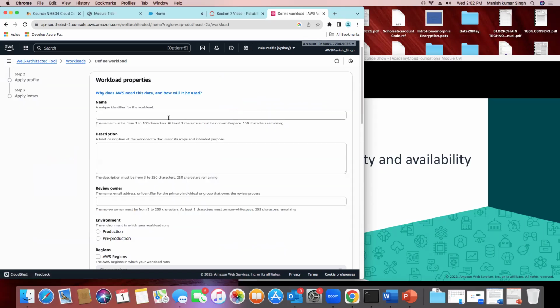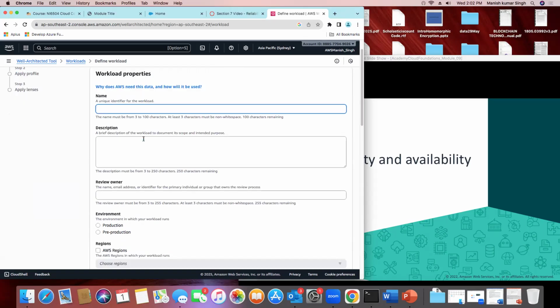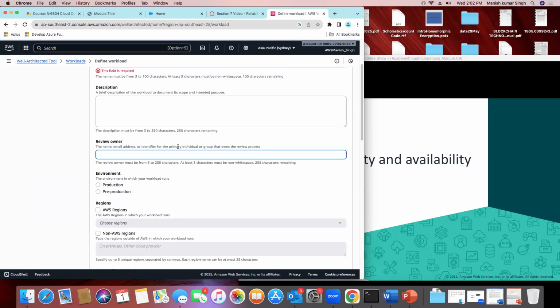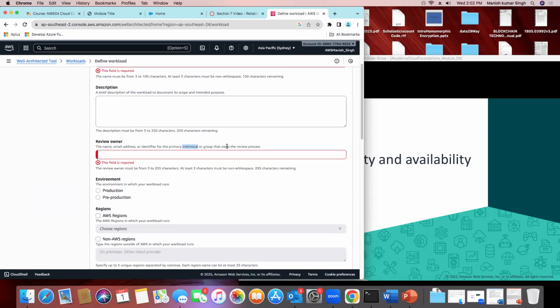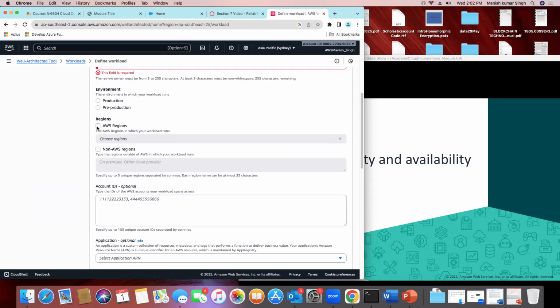Now, if you do that right now, you start. Why does AWS need this data? This is how they will look at data, right? So you can define a workload, like you can define a unique identifier for the workload, any name here. You put some description, and the review owner, a primary individual or group that owns this review process. So basically your manager, whoever, right? It depends. What is the environment here? Is it pre-production or the real production environment, right? Which AWS regions would you like to work on?